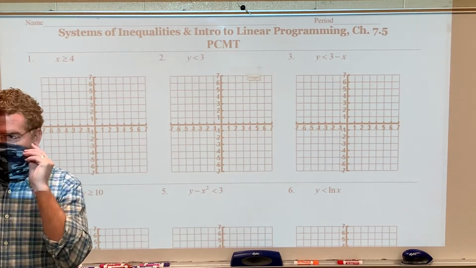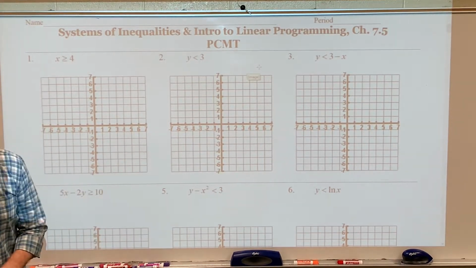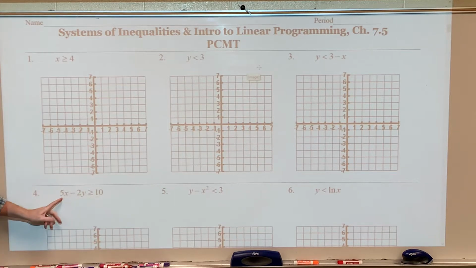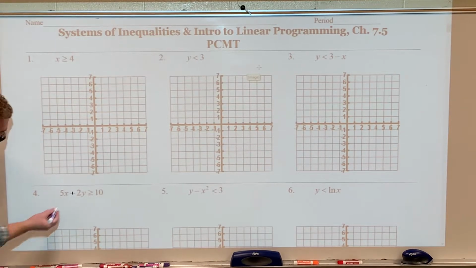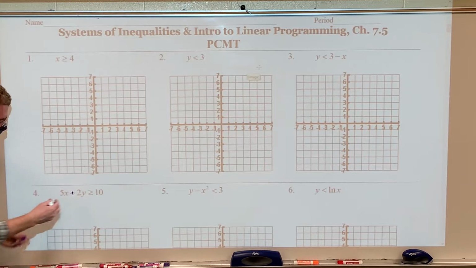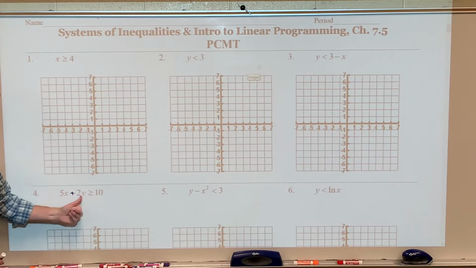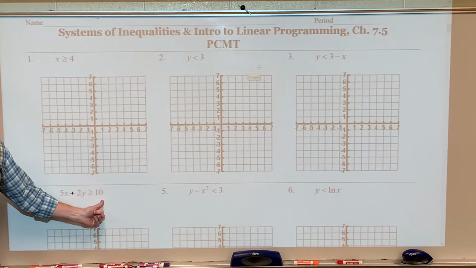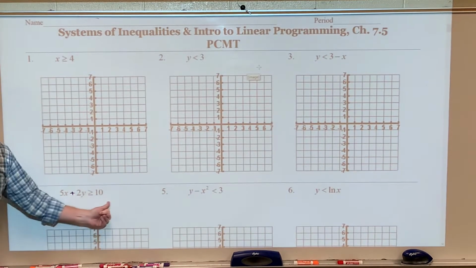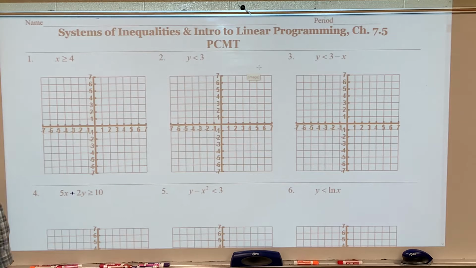Like for instance, maybe somebody says, all right, here's maybe an example. You can spend $5 on notebooks or $2 on pencils. I think this would be a better one. You have $5 on notebooks and $2 on pencils, and the amount of money you spend total has to be bigger than $10. So this would actually be a line that represents that equation. And you would have to be able to graph this line and shade it accordingly.